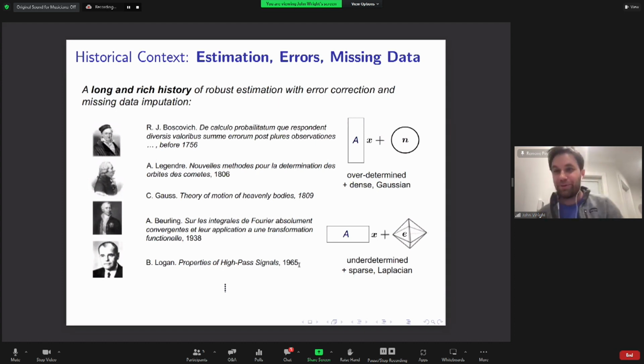And this effort to try to be as robust as possible also has a very long and very rich history. We're going to talk about sparse regression, and some of the oldest works on sparse regression actually come from this literature on error correction, going back at least to the 1700s. And so, we're going to talk about some of the new stuff, but it's worth noting that this broad goal of modeling structure in data, of finding structure in data, is one that people have been after for centuries.